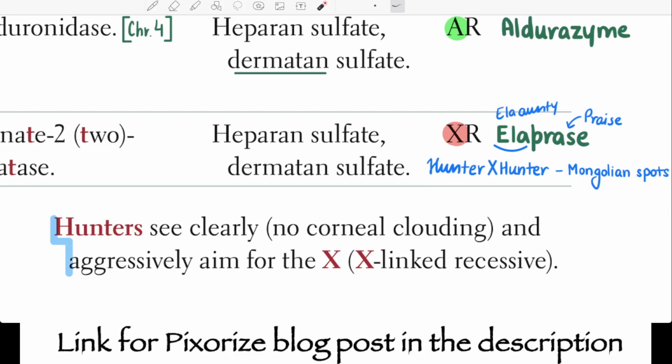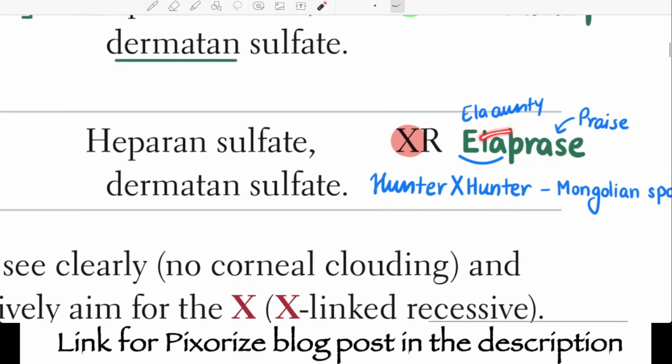And then you can imagine that you had this cartoon called Hunter x Hunter. So Hunter x Hunter was made by a Japanese person. So you can relate the two in a way and basically think of this Mongolian hunter who is being praised by this person called Ila Auntie. Ila praise is the enzyme replacement that you can have. So Ila Auntie is actually praising this hunter, this Mongolian hunter, who is this character from Hunter x Hunter. So that's why it's X-linked recessive, and he's a hunter. So that's why there's aggressive behavior as well as no corneal clouding.